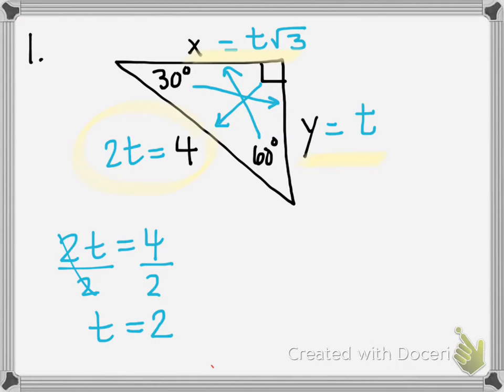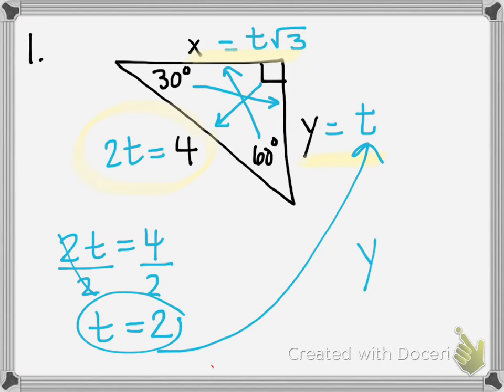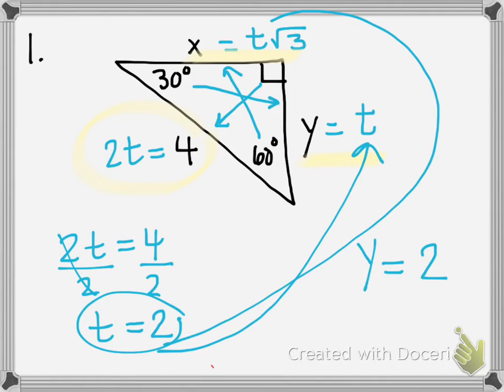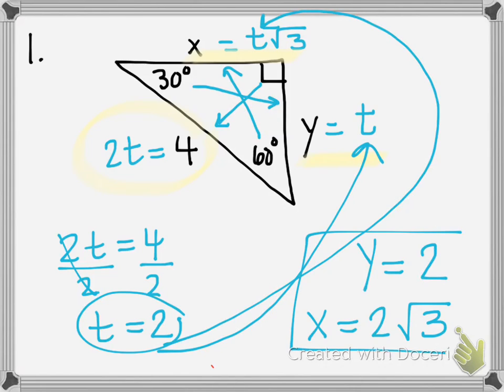So I'm just going to take this 2 and plug it in here. So now I have y equals 2, and if I plug it in right over here, I have x equals 2 square root of 3. And there's my answers.